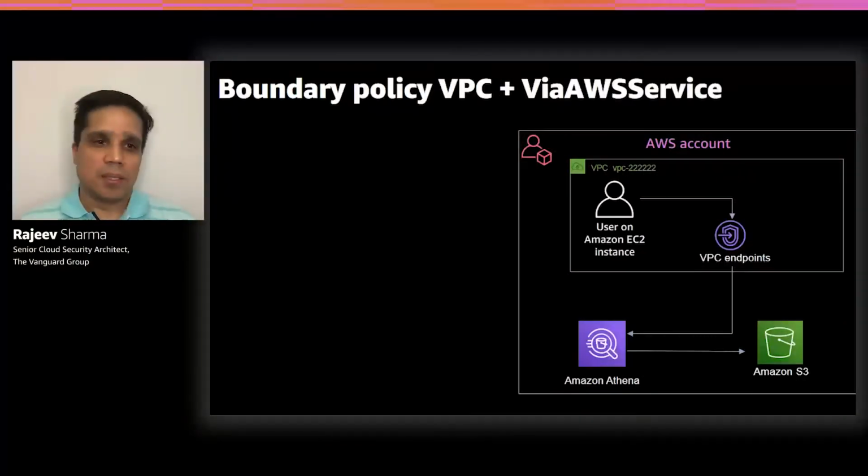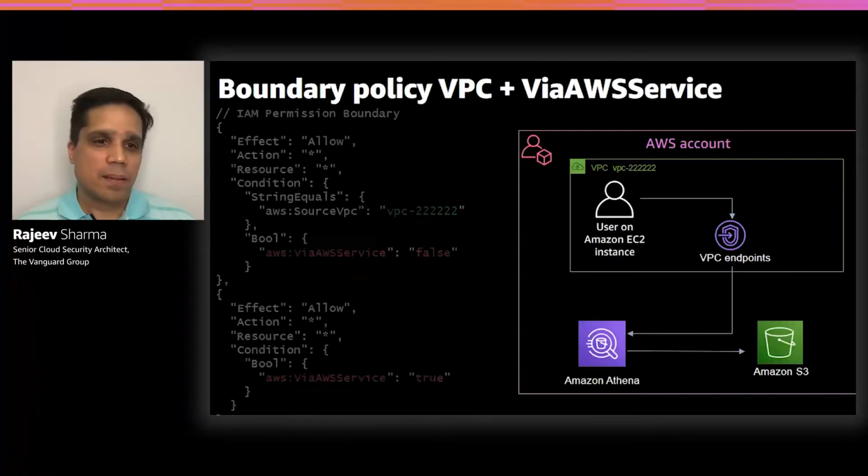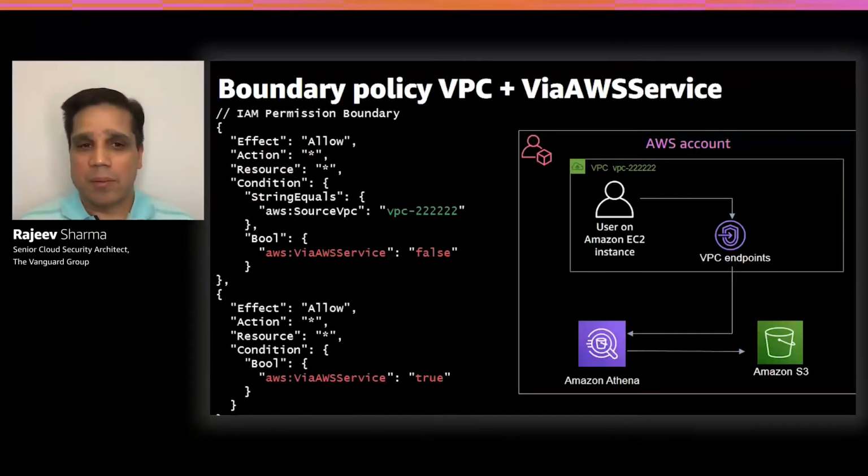And we also had to do a similar thing if the user or role was within a VPC. So here the principal is running within the VPC and going through a VPC endpoint. So instead of an IP restriction, we use the AWS source VPC ID. And this allows the traffic to go through the VPC, through Athena, and then into the S3 bucket.